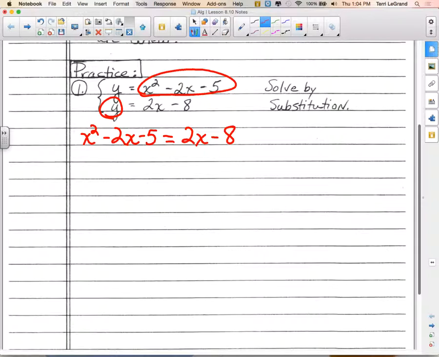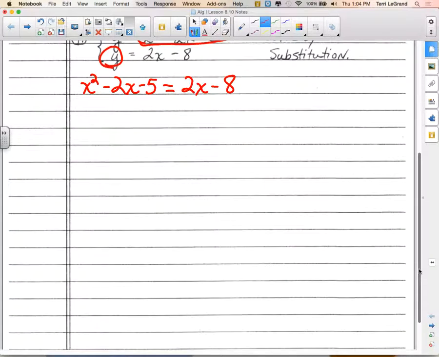But to solve, do you notice there's a quadratic involved there? Yeah. What happens when we want to solve a quadratic? It has to be set equal to 0 to solve it. So what should we do to get it set equal to 0? We can't just say equals 0. What are we going to do?